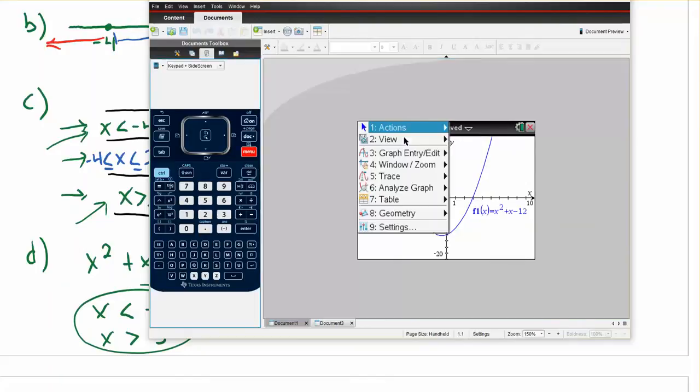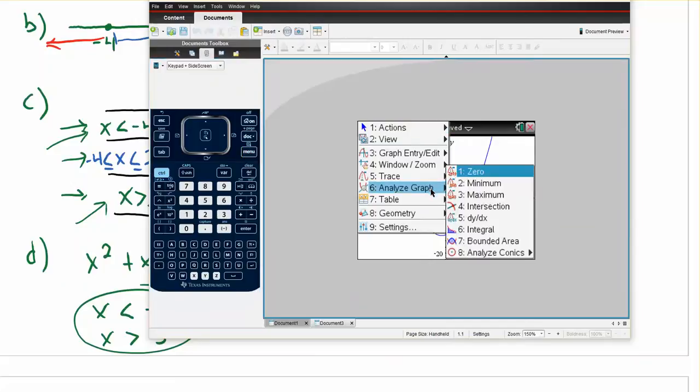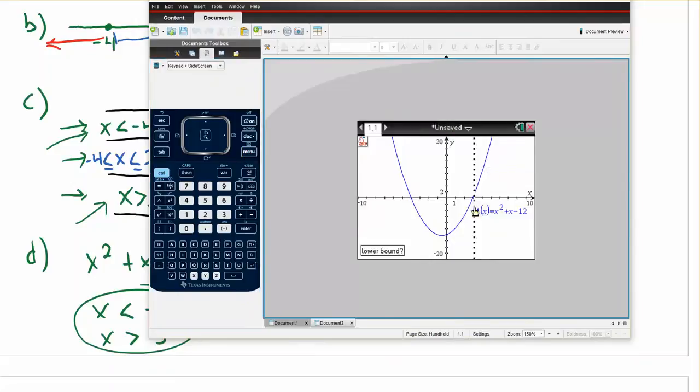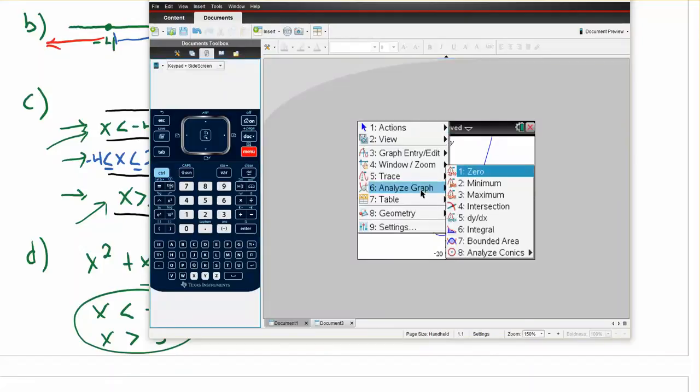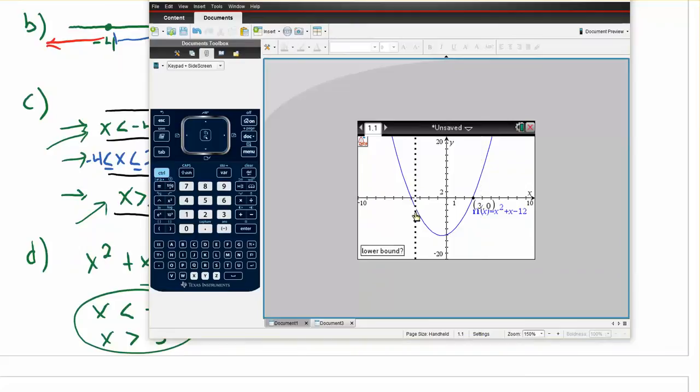So we just need to go menu, analyze graph, 0, go to the left, go to the right. So one of the zeros is 3. Analyze graph, 0, the other 0 is -4, so we know that it's going to be positive when x is less than -4, and it's also going to be positive, so above the x-axis, when x is greater than 3. So that's the other way of graphing it.